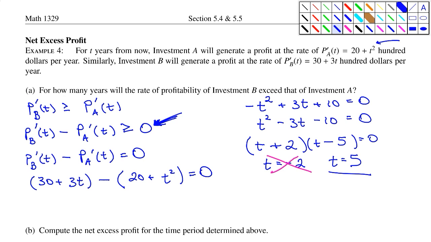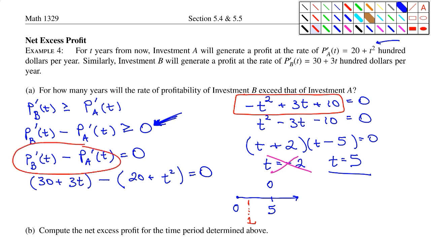So to do that, we just do a little sign chart. The sign chart starts at 0 and goes up to 5. This was my 0. And then I need to test a value. So I'm going to pick 1. And what I'm testing it in is the reduced form of the equivalent inequality right here. So it's this, which I can use that one right there.